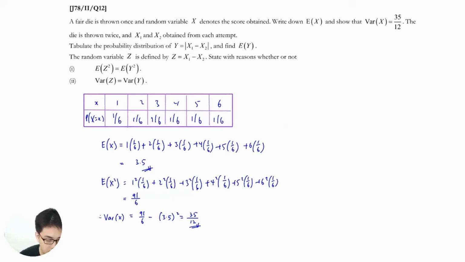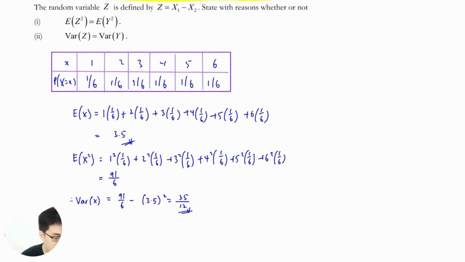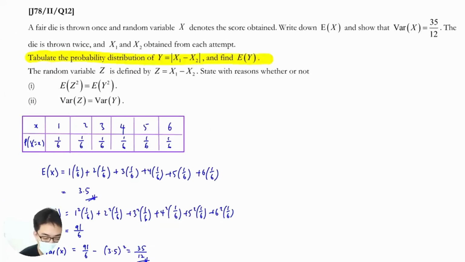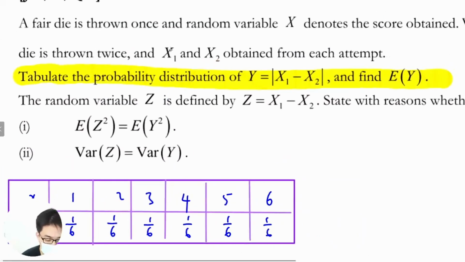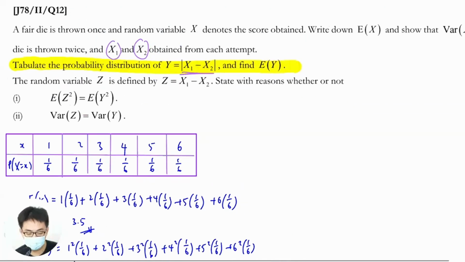The die is thrown twice. X1 and X2 obtained for each attempt. Tabulate the probability distribution of this one and find EY. Now, this X1 and X2 just means independent observation. It doesn't matter. It can be two separate dice, or it can be one die thrown twice. So two independent observations. Now you need this one, mod x1 minus x2.